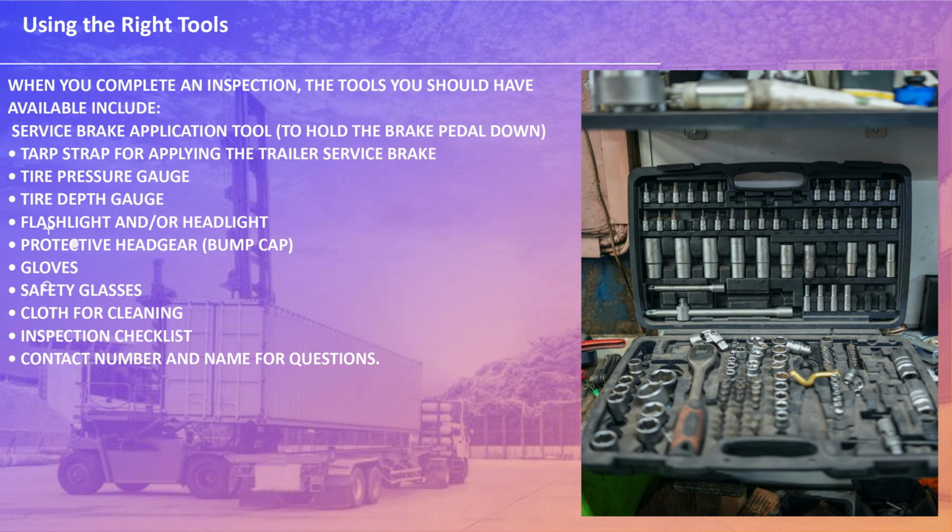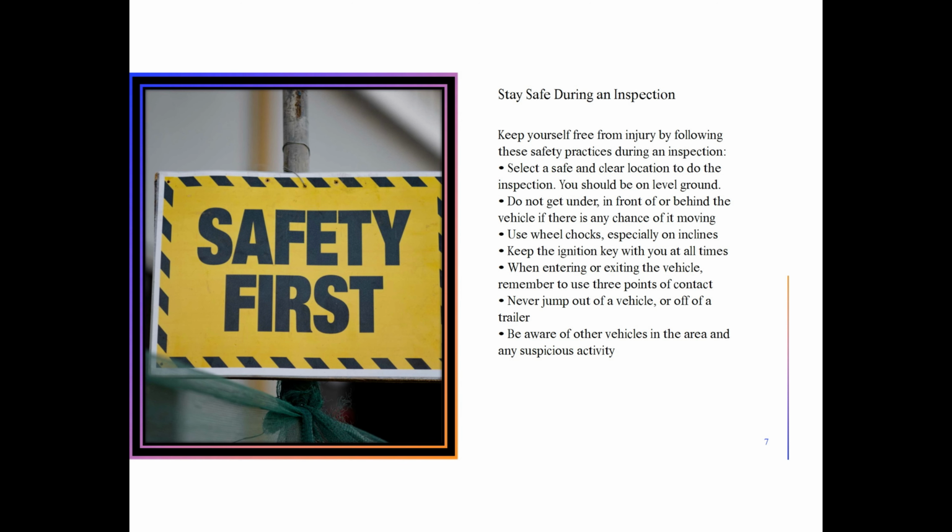Using the right tools. When you complete an inspection, the tools you should have available include a service brake application tool to hold the brake pedal down, a tarp strap for applying the trailer service brake, a tire pressure gauge, a tire depth gauge, a flashlight and/or headlight, protective headgear, a bump cap, gloves, safety glasses, a cloth for cleaning, an inspection checklist, and a contact number and name for questions.